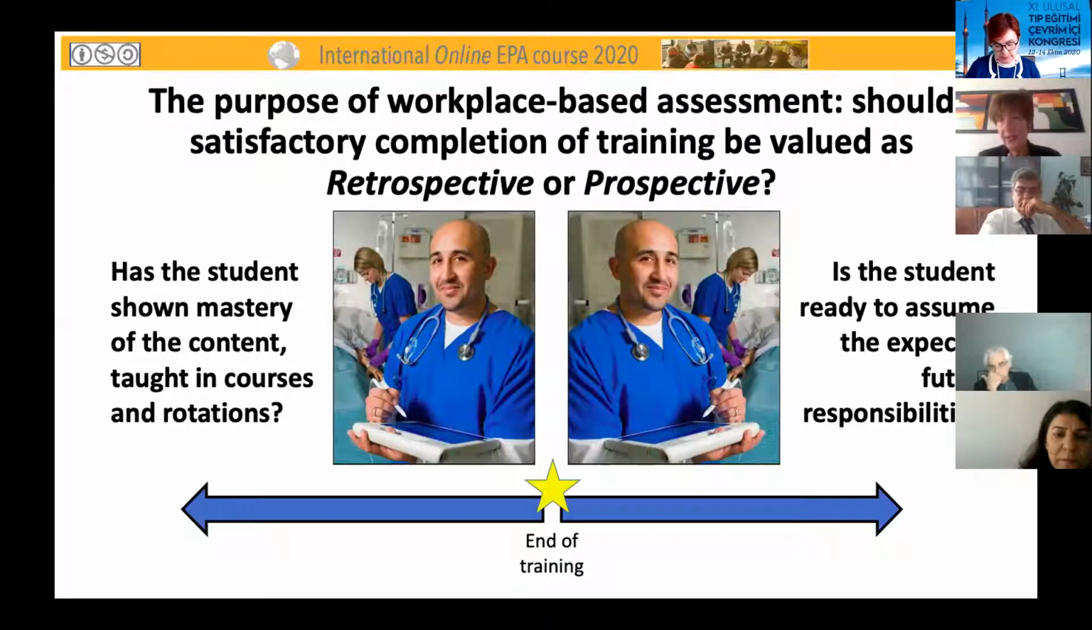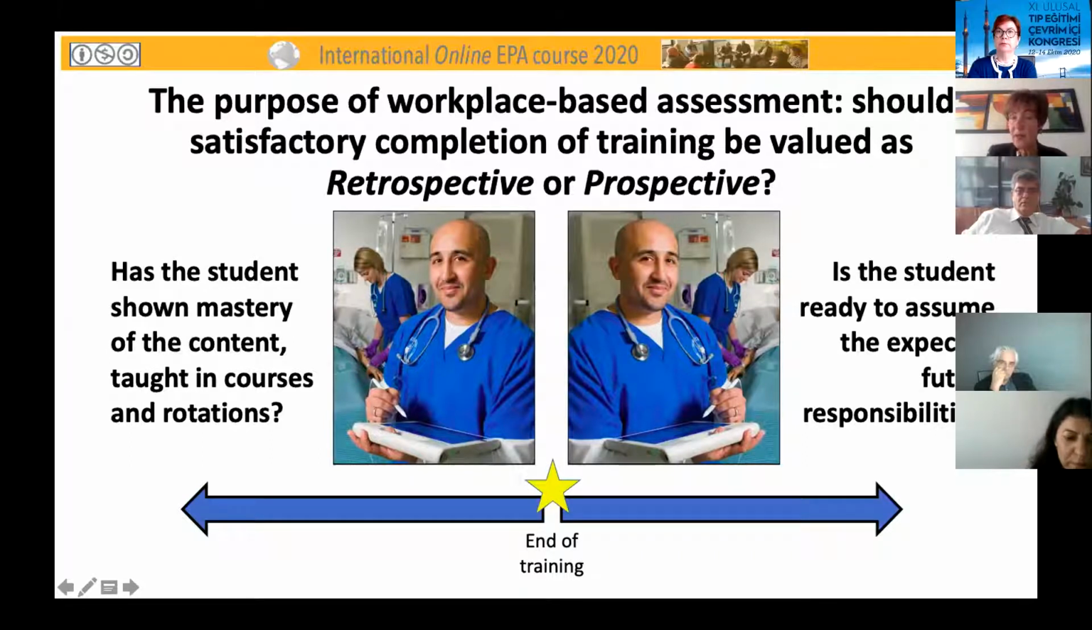So what I mean is that if you have a resident in the clinical ward and you give him a mini CEX about how he is doing the physical examination, for example, how are you going to value the entrustment that you give that person? Are you going to value it retrospectively? Then you say this resident or student has shown the mastery of the content taught in courses and rotations, as you have seen it when he was working. Or are you going to value it prospectively? And then you say, is this student or resident ready to assume the expected future responsibilities based on what you've seen at that moment?